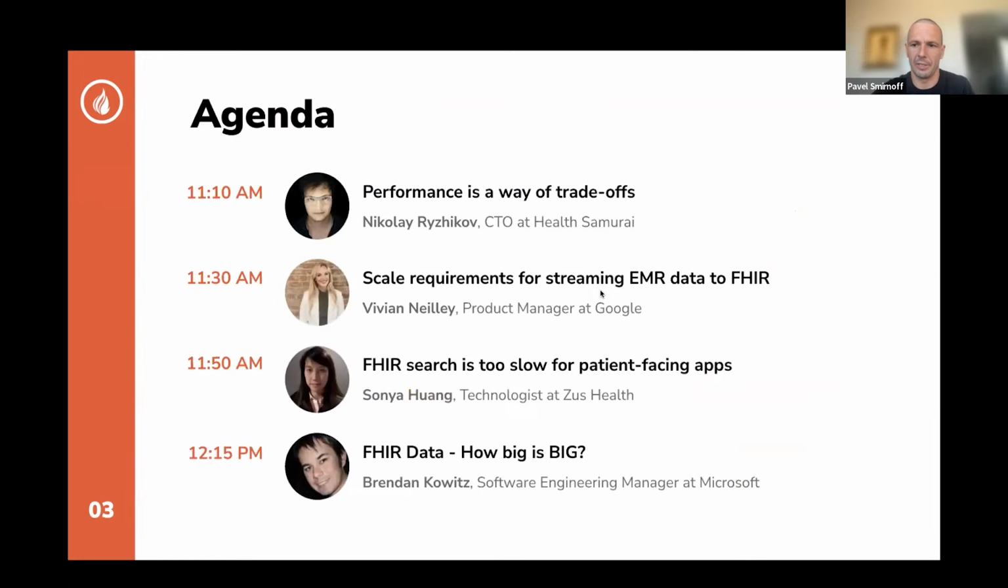And speaking of which, today's topic is FHIR at scale. FHIR is getting real, and more data is exchanged and stored in the FHIR format. And of course, we are all facing challenges with scaling and performance at scale. And that's pretty much the topic of today's meetup.